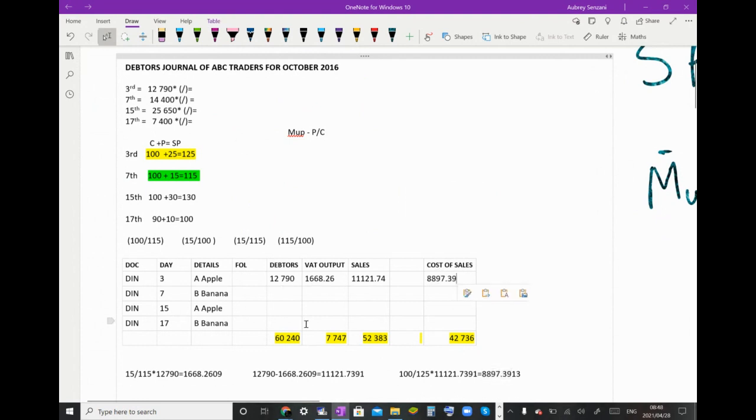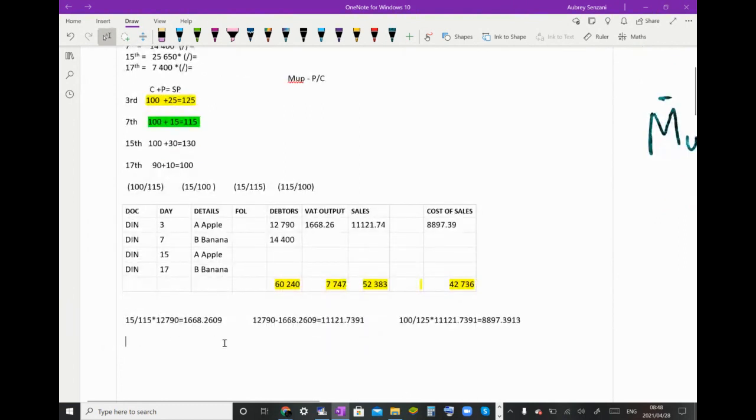Okay, right. That's transaction number 1. Then the next transaction that we have for the DJ happened on the 7th, and there we sold to a debtor at a 15% markup. That was for 14,400. We know that's the VAT inclusive amount. Then we have to do the same calculations again.